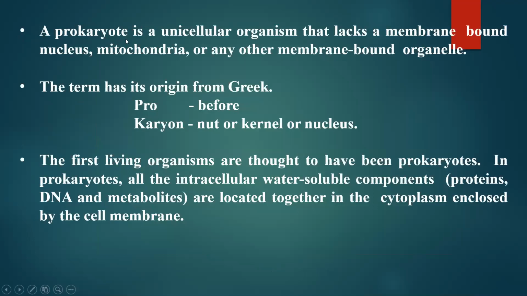So once again, a prokaryote is a unicellular organism that lacks a membrane-bound nucleus, mitochondria, or any other membrane-bounded organelles. They do not have a membrane-bound defined structure like eukaryotes. The first living organism found on earth is believed to be a prokaryote. The prokaryotic components present are intracellular and water soluble. Their DNA, protein, and other structures are found in the cytoplasm at different locations, sometimes scattered throughout the cytoplasm and covered by the cell membrane.